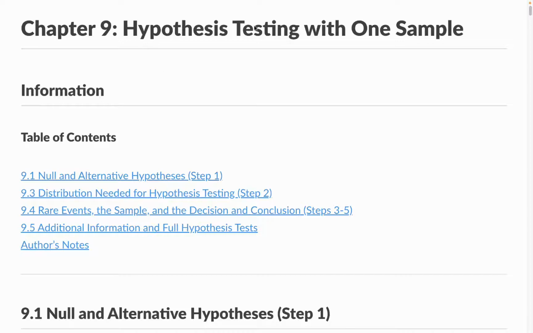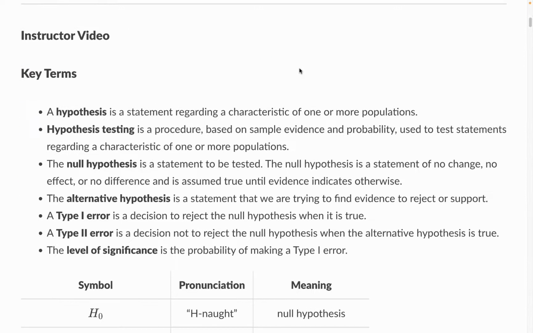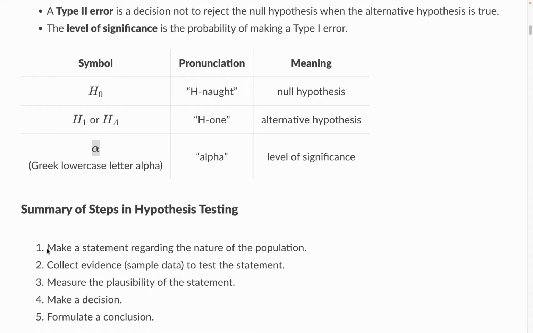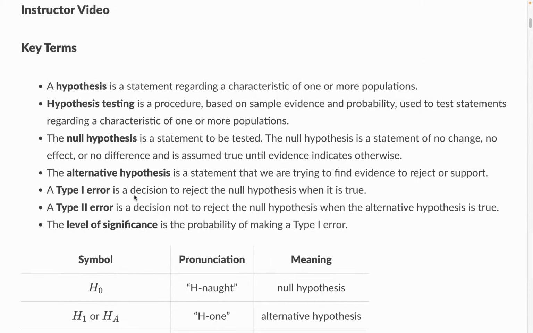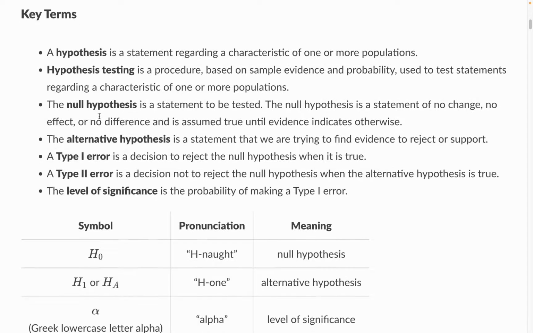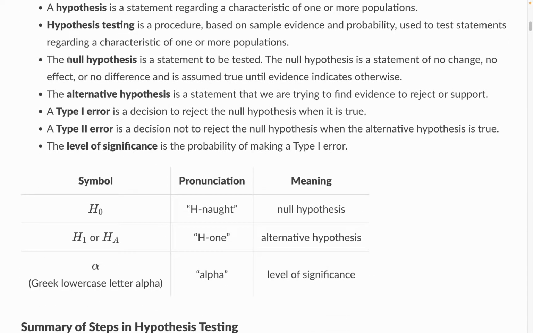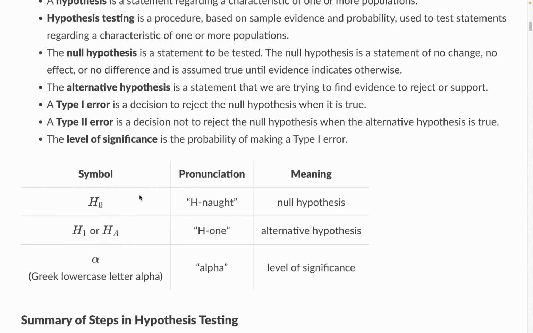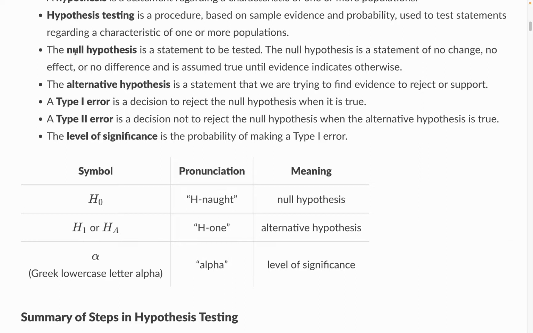In step 1 of hypothesis testing, what we need to do is take a statement about the population and convert it into two competing hypotheses. One is called the null hypothesis. This is what we're going to assume to be true. It's going to typically be an old, traditionally held belief or a claimed value for the population. It's typically going to be about a proportion or mean, although there are other kinds of hypothesis tests.